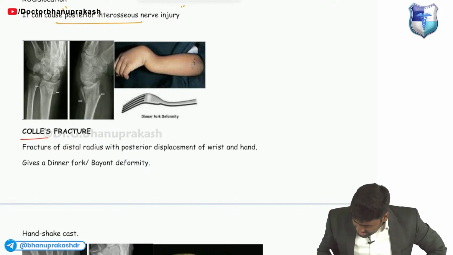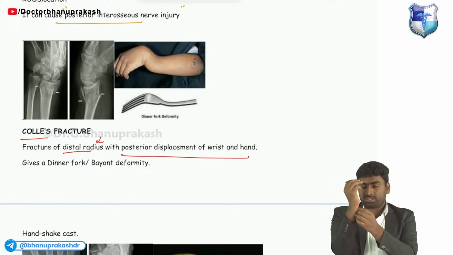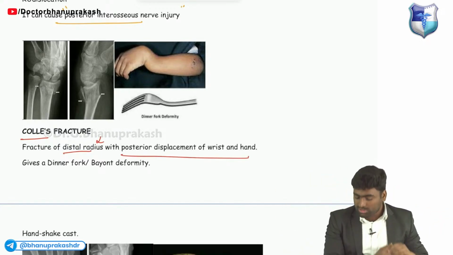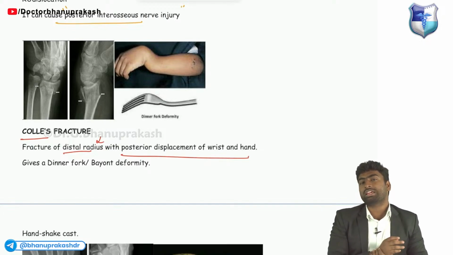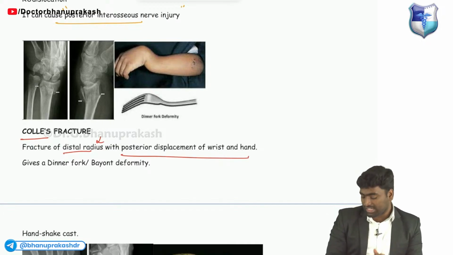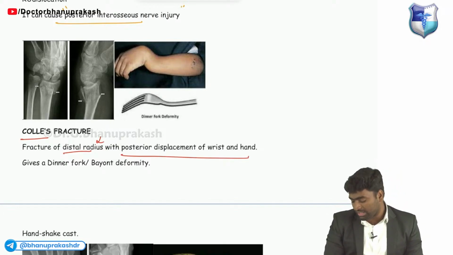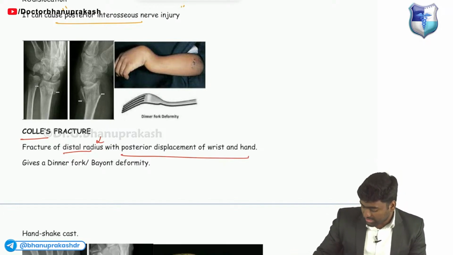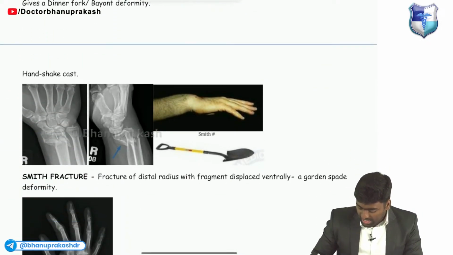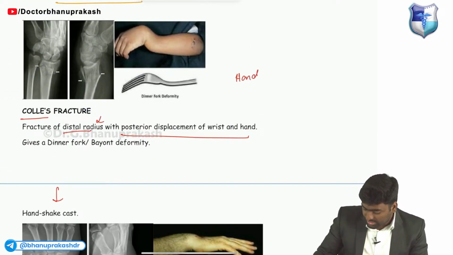It is a fracture of the distal end of the radius along with posterior displacement. The wrist will have posterior displacement. There will be dorsal displacement seen in a case of Colles fracture, and if it is not healed properly, it leads to the deformity known as dinner fork deformity. And to treat this, which cast will we use? We'll use the cast known as hand shaking cast. I forgot to bring the image. It is known as hand shaking cast.